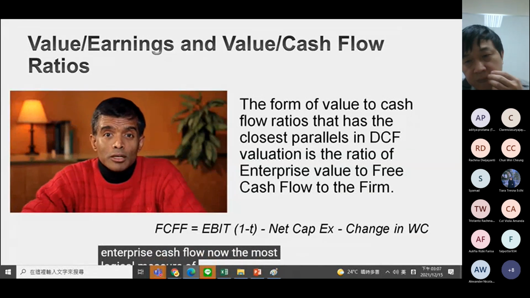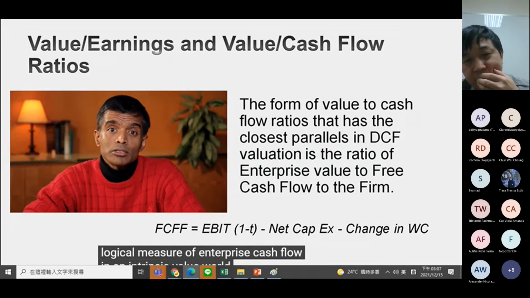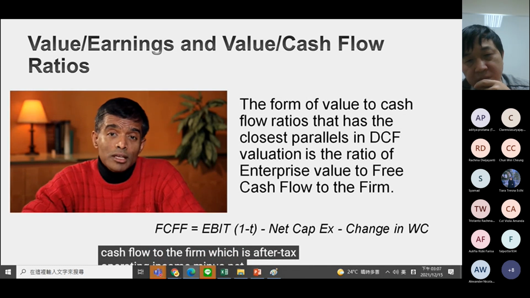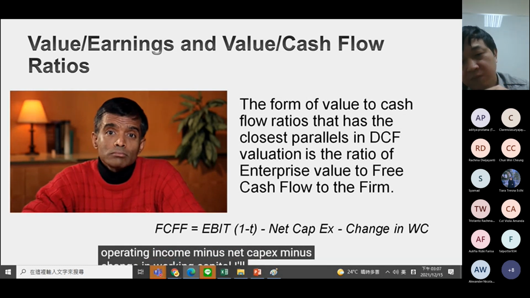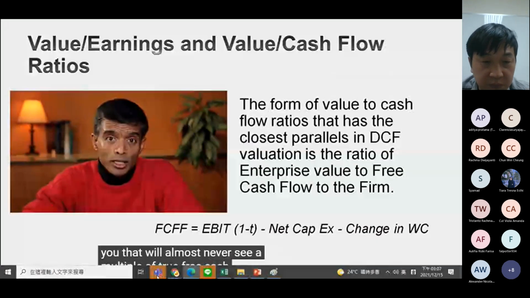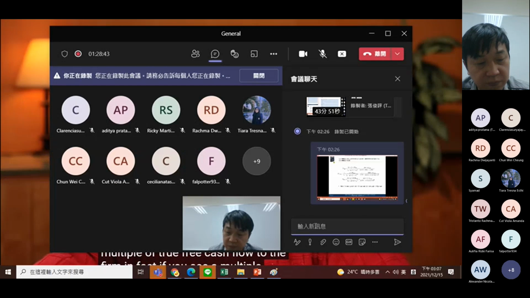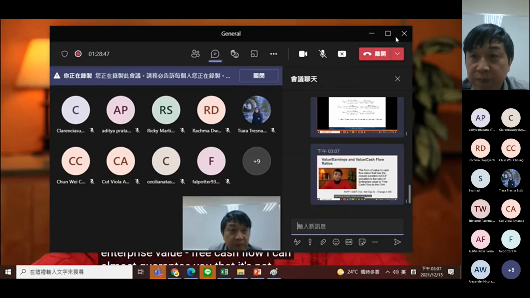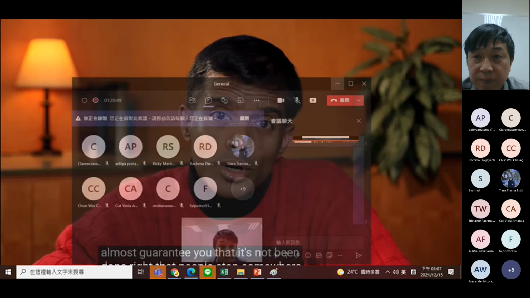Now, the most logical measure of enterprise cash flow in an intrinsic value world is the free cash flow to the firm, which is after-tax operating income minus net capex minus change in working capital. I'll also tell you that you'll almost never see a multiple of true free cash flow to the firm. In fact, if you see a multiple of enterprise value to free cash flow, I can almost guarantee you that it's not been done right, that people stop somewhere in the middle.